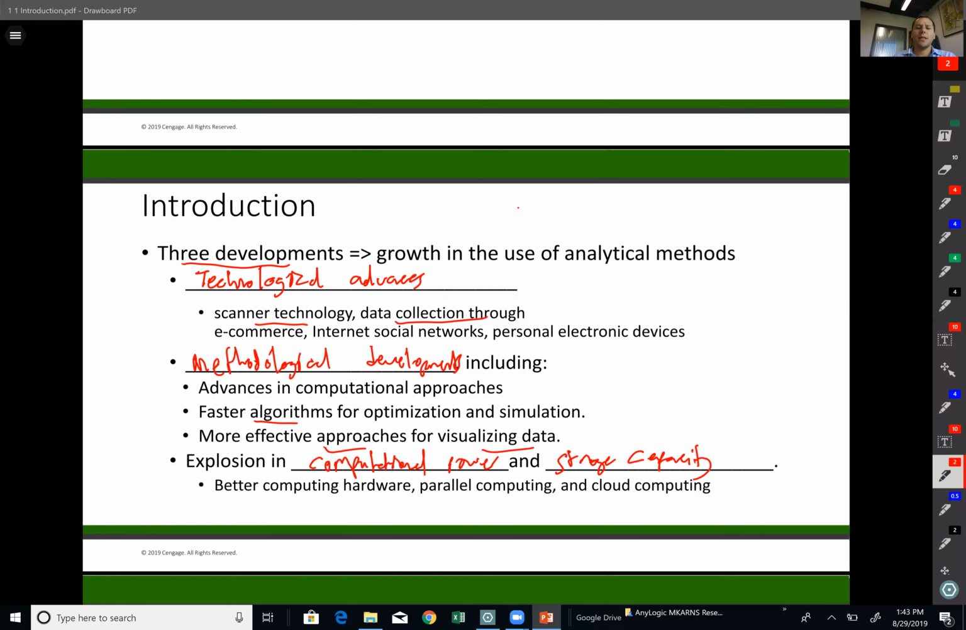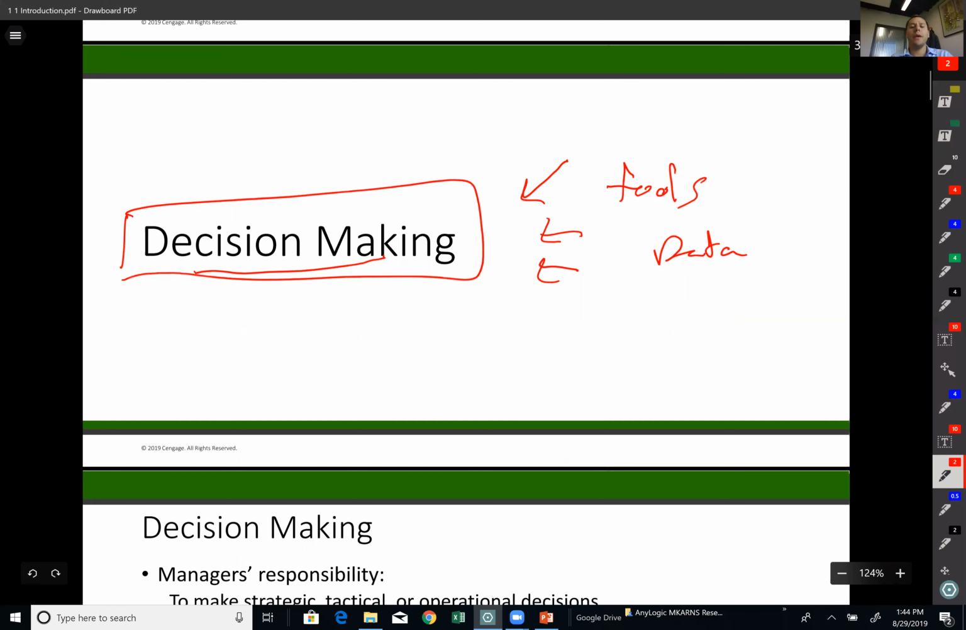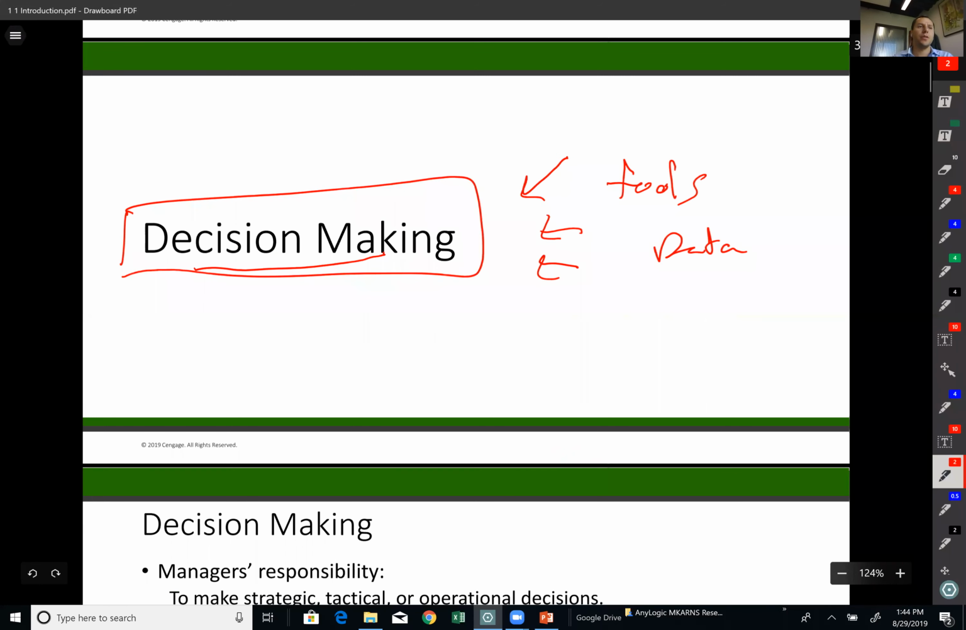So when I say business analytics, I would say the most important thing is decision making. Of course, we will learn a bunch of tools to analyze data, but at the end of the day, what we are really trying to do is make better business decisions. Decision is number one thing in business analytics.